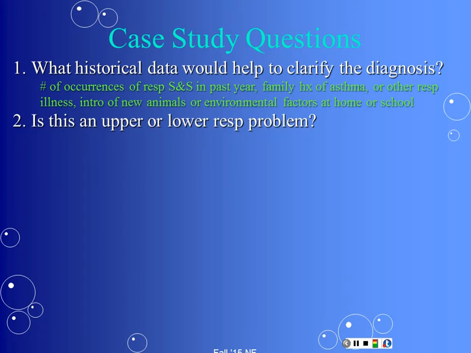So we're talking about upper or lower respiratory? Lower. Okay. We've got wheezing, we've got chest tightness. Talking about the lower airway.